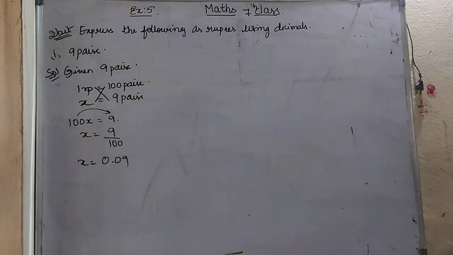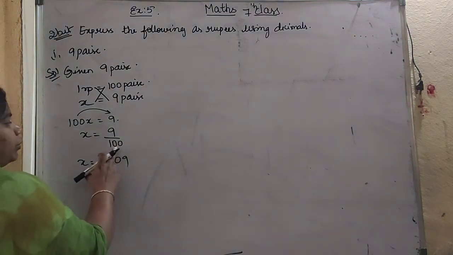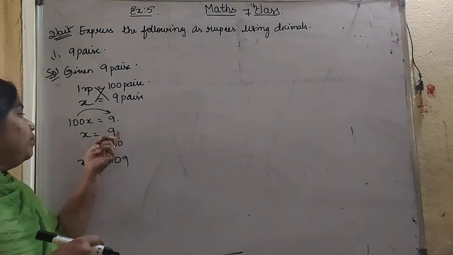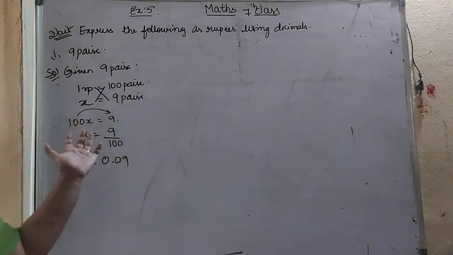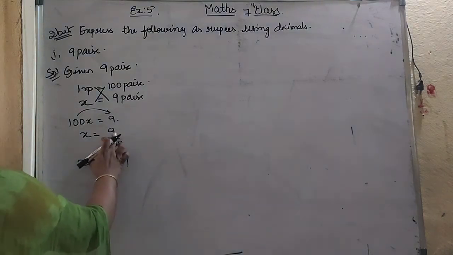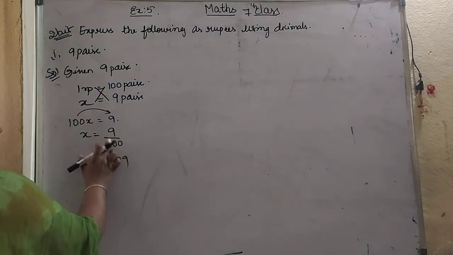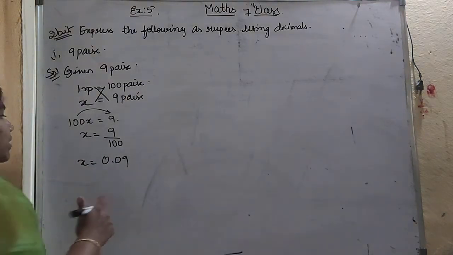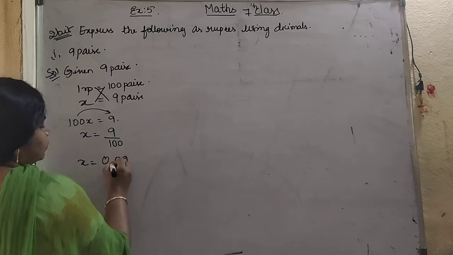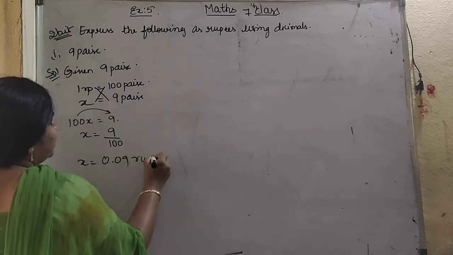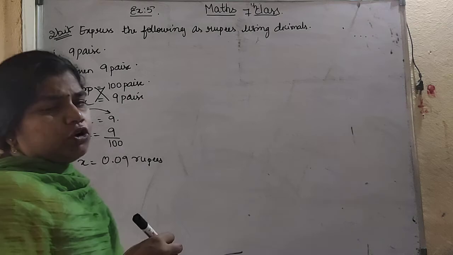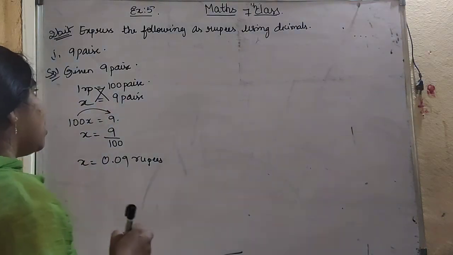How did I write this 0.09? In the denominator you have 2 zeros. If you want to remove this denominator, in the numerator after 2 digits we have to place a point. The first digit is 9, and for the second digit we don't have any number, so I am placing a 0, then the point. Now x is equal to 0.09 rupees. So we have converted paisa into rupees. That is 0.09 rupees. This is how you convert.